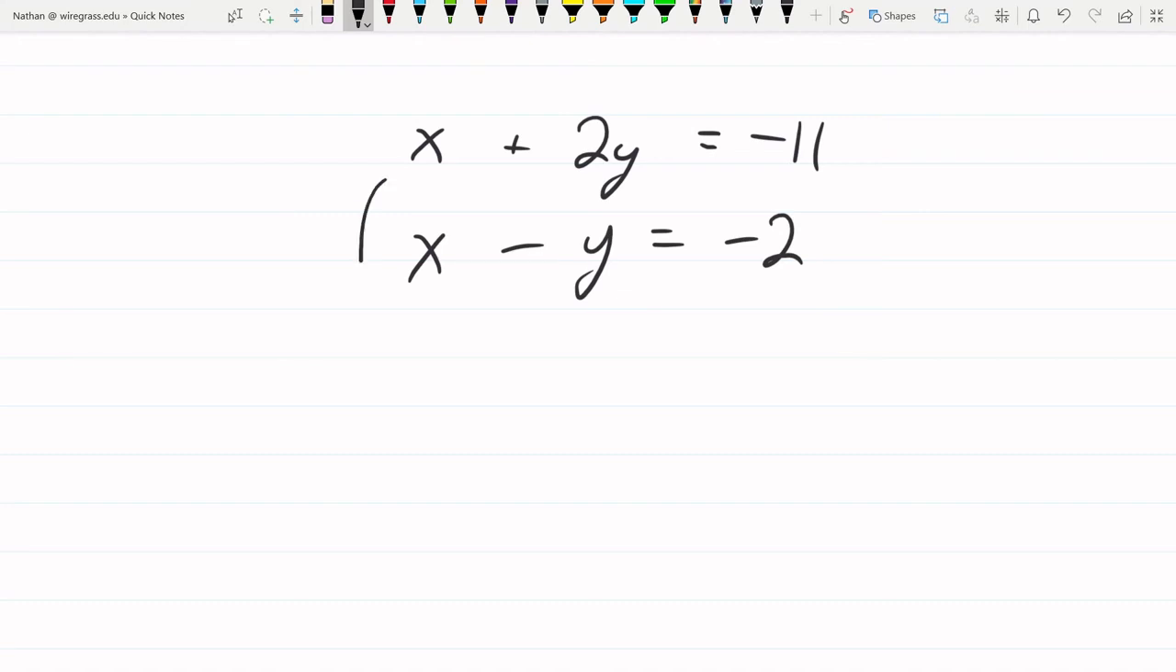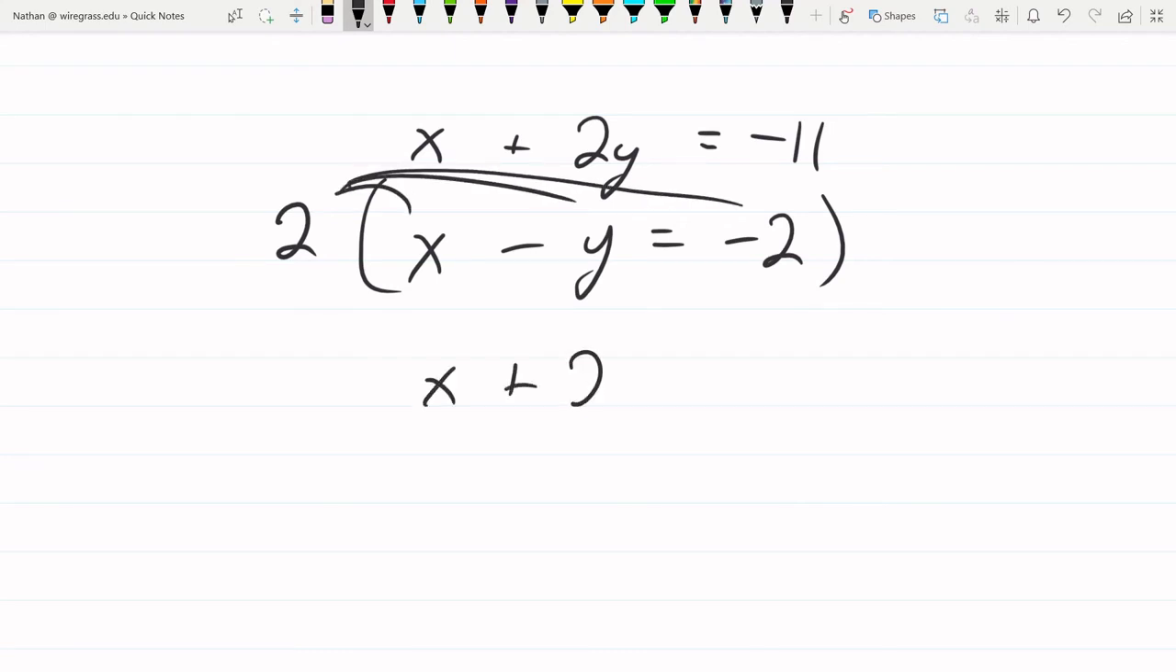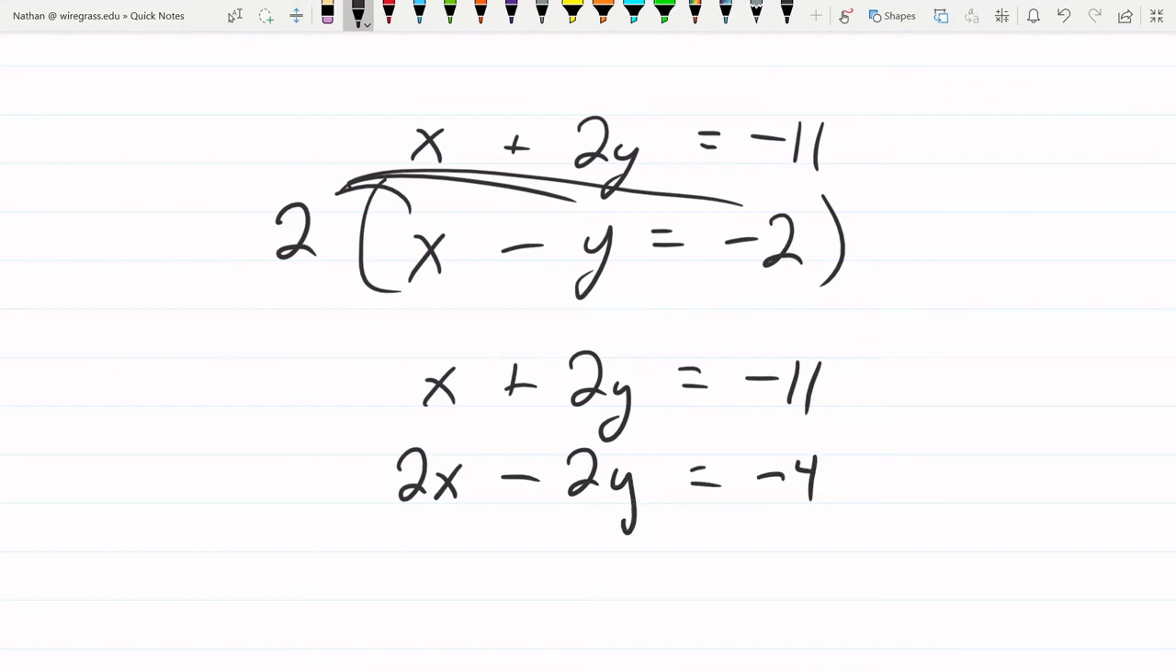I could multiply the bottom equation by -1. That'll cancel the x's. Or I can multiply the bottom equation by just +2. That way the y's will have the same number but different signs. I'm going to do this. That gives me the top equation is x plus 2y equals -11. The bottom equation is 2x minus 2y, and then 2 times -2 is -4.